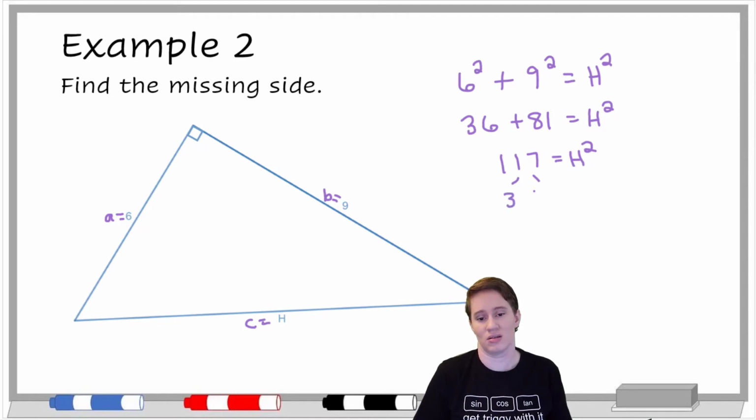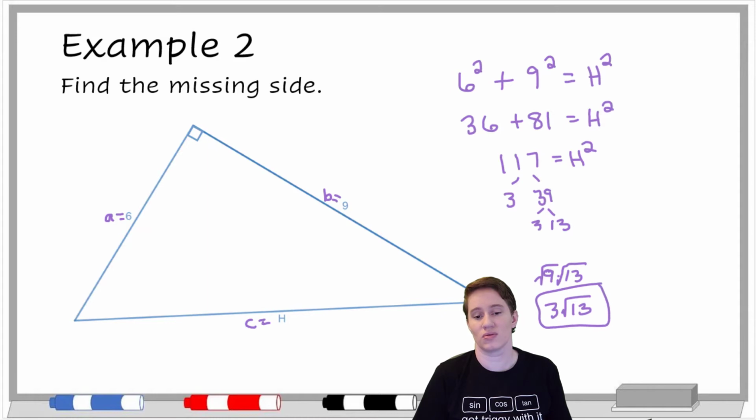I get 39, and then 39 is 3 and 13. So that means that I can actually write 117 as 9 times 13. And that's helpful because we can take the square root of 9 and get 3, which means this simplifies to be 3 square roots of 13.